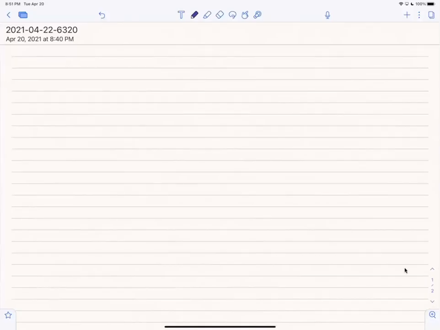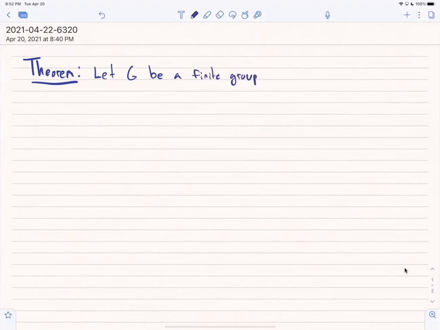Okay, so today we're going to talk about the following theorem. This is a theorem, it's in the handout, but let me write it out. Let G be a finite group, and we're going to work over the complex numbers.